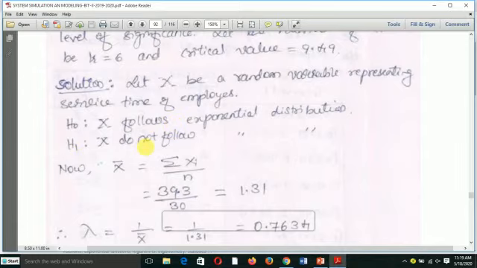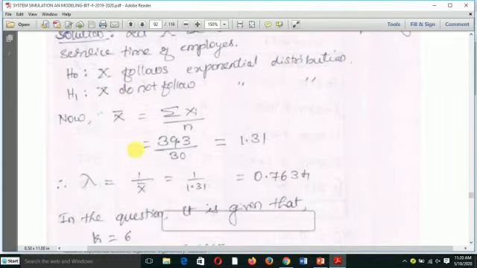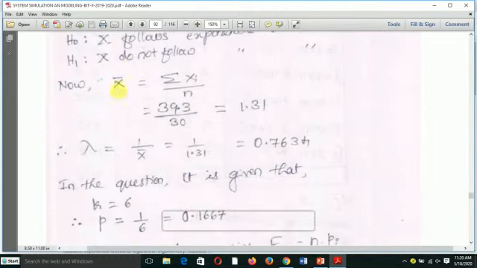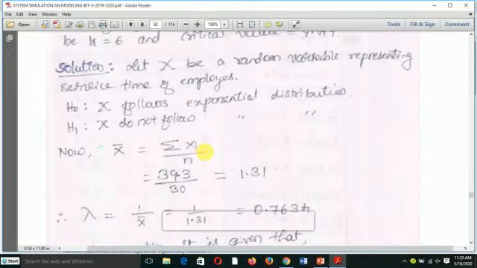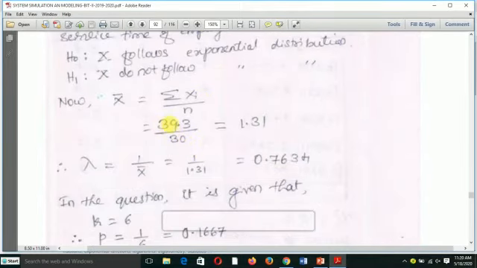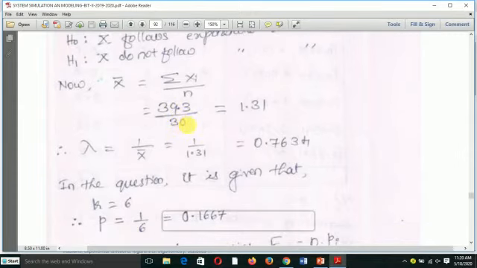Alternative hypothesis, it is the opposite, means that x does not follow. We are going to check which one is true. So as we did in the previous example, mean will be equal to the summation of xi out of n. If we add all those values, we will get 39.3. We divide by n, which is 30, the total number of employees. The solution will be 1.31.